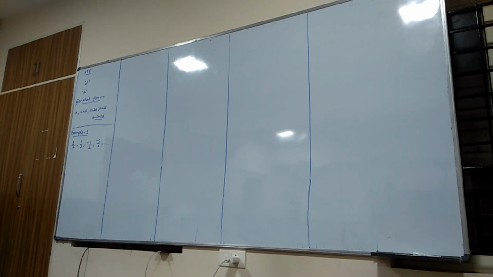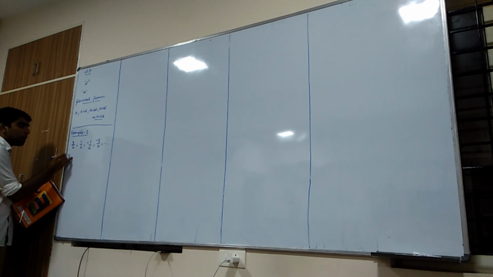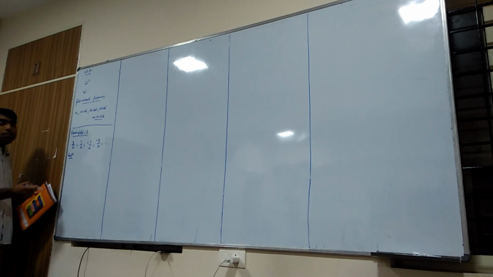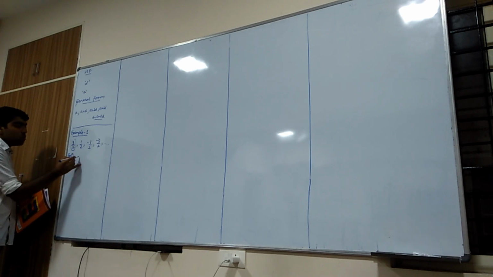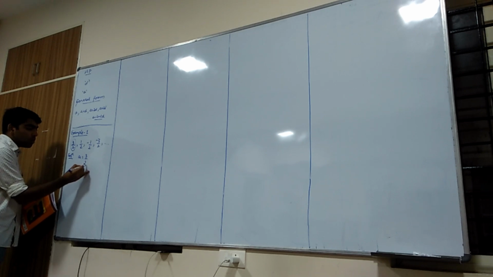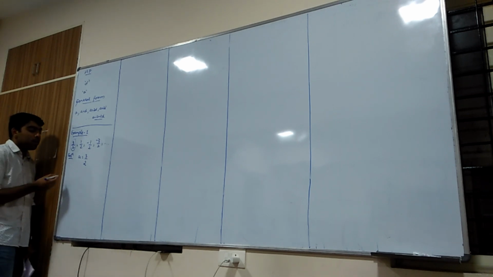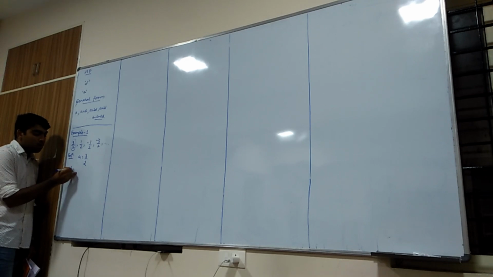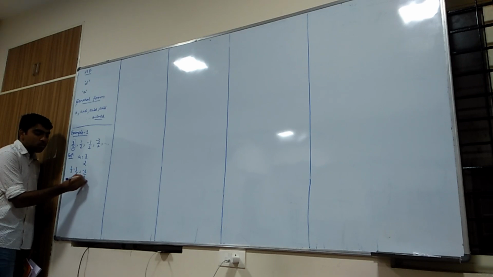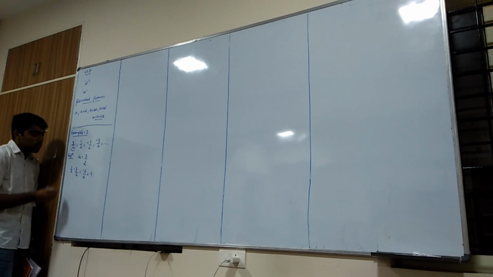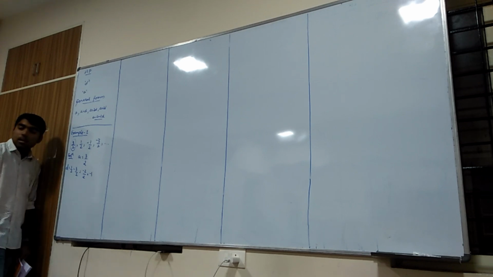Very simple. You have the AP given like this. Which is the first term of the AP? 3 by 2. So A is equal to 3 by 2. The common difference will be the second term minus the first term. The second term is 1 by 2, so 1 by 2 minus 3 by 2, which is equal to minus 2 by 2, that is minus 1. This is the common difference d.